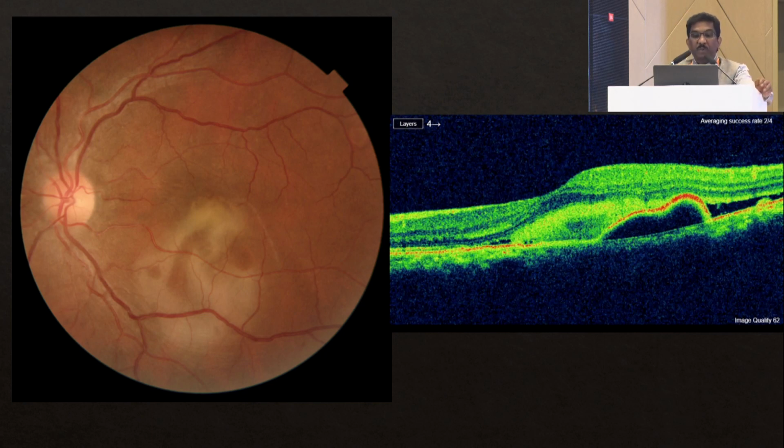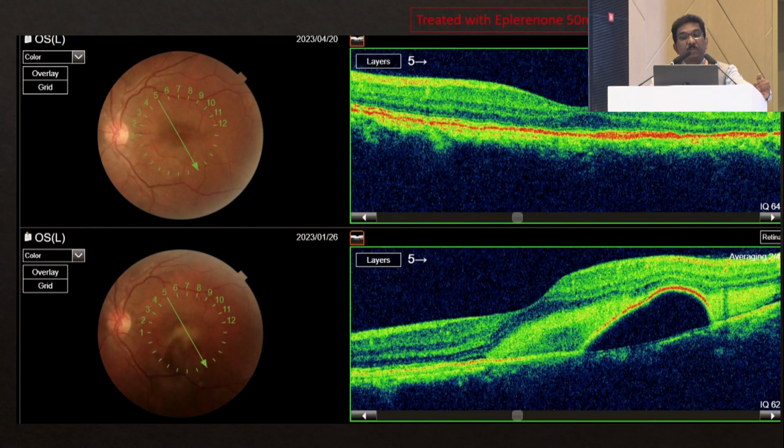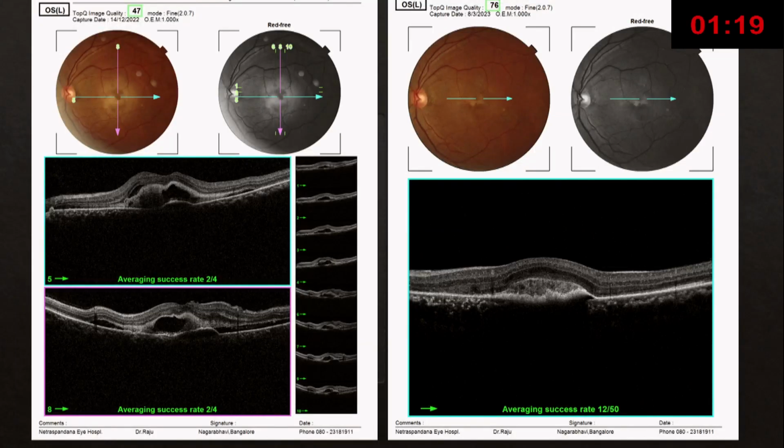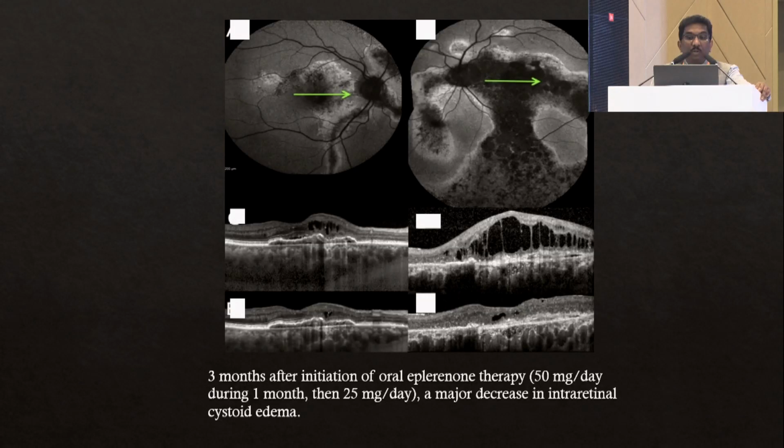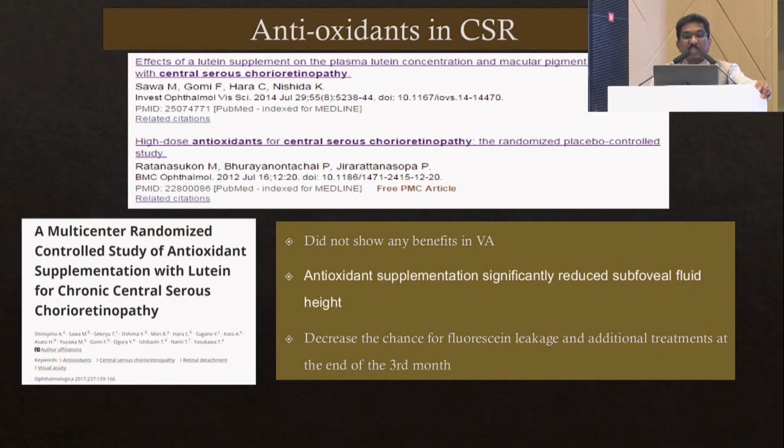This is a patient who came with a CSR which had a thick exudative fluid in the subretinal space, and this is after treatment with eplerenone at around 2 or 3 months' time. This is another patient, same with an exudative CSR treated with eplerenone. So even in chronic CSR, it has been reported that these patients do well, but however, some patients may not respond. As far as antioxidants are concerned, again, they do not show any benefit with respect to visual acuity.